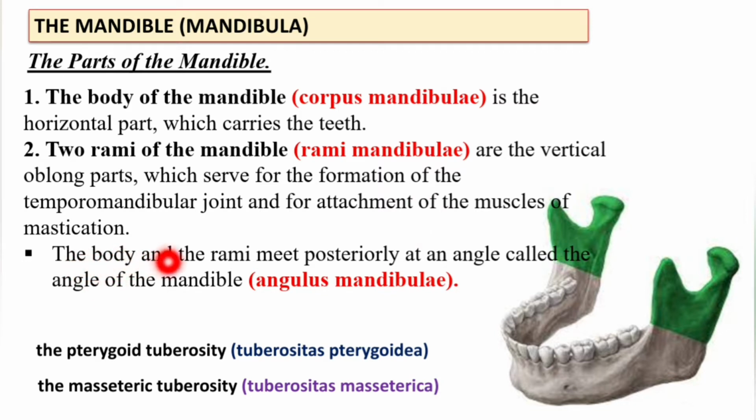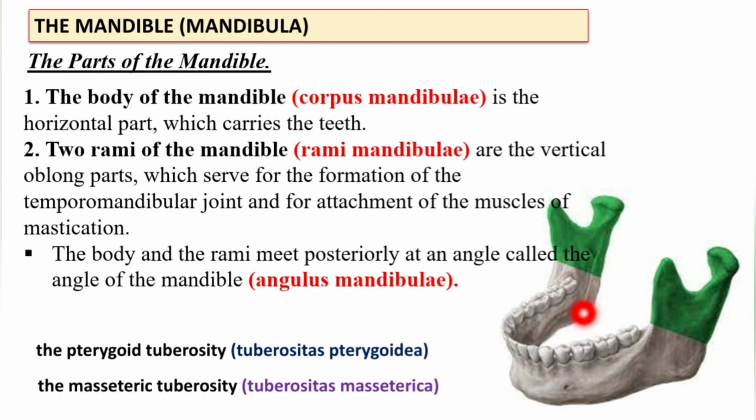The body and rami meet posteriorly at the angle of the mandible, called angulus mandibulae, right? On the angle, you can see exactly here. That's the angle. On this side, I can't show you because my indicator is not going down further. But this is the angle, angulus mandibulae.